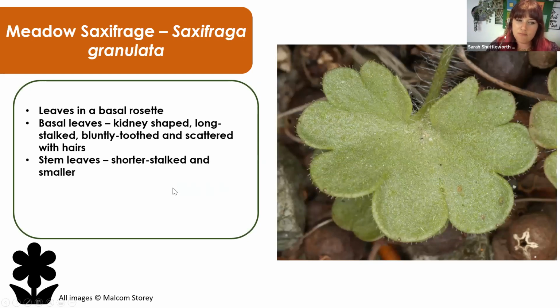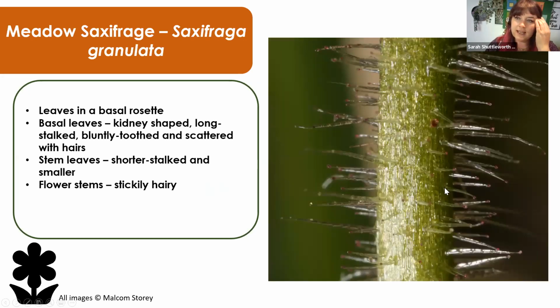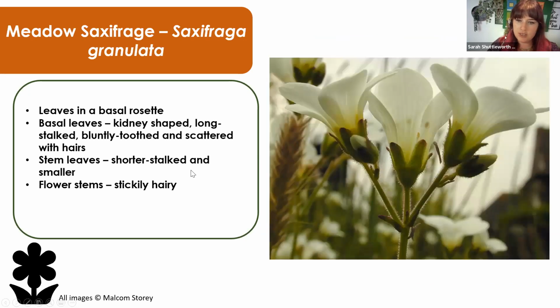The stem leaves, though, are much shorter stalked and generally just smaller. Now, the flower stems themselves are stickily hairy, and that's because of these glandular hairs all over the stem. This great image shows these cells of the hairs with little red sticky blobs on the end, and these are the glands of the glandular hairs. If you were to pick it up and feel it, it would feel slightly sticky. And you can even see they go all the way up onto the calyx underneath and the flowering stem.